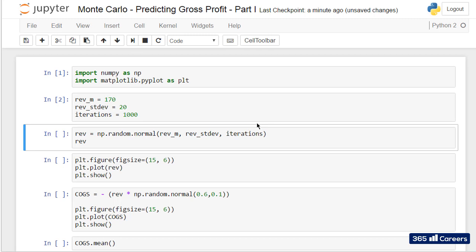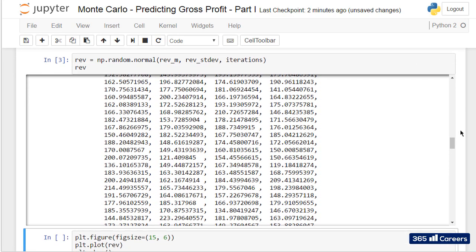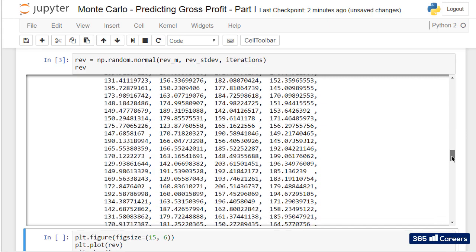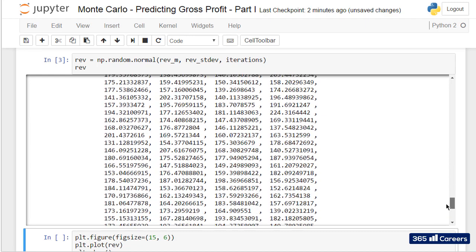The next line of code will produce the simulation of future revenues. We will apply NumPy's random normal distribution generator, numpy.random.normal. The arguments we have here are the expected mean of revenues, their standard deviation, and the number of iterations we would like to perform. Okay, so we will store this information in a variable called rev. And, as you can see, we have created 1,000 values. Most of these values are close to the mean we selected. That's great.